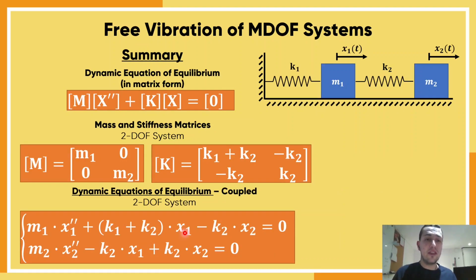Now, in summary for this video, we learned the dynamic equation of equilibrium in matrix form. We also learned how to define the mass matrix for a 2 degree of freedom system, so M1, 0, 0, M2, and we learned how to define the stiffness matrix K1 plus K2, minus K2, minus K2, and K2.